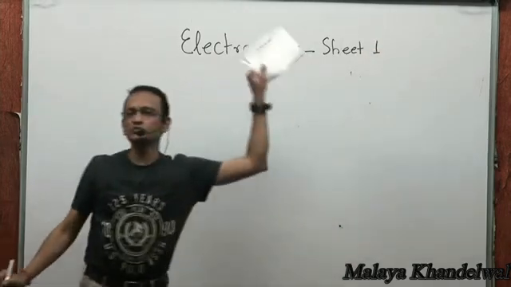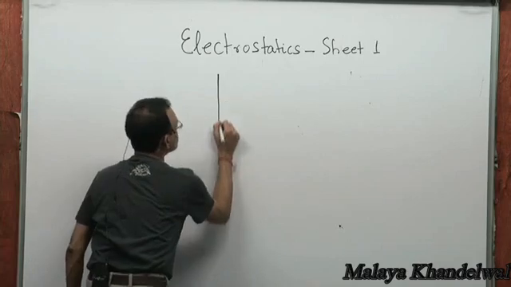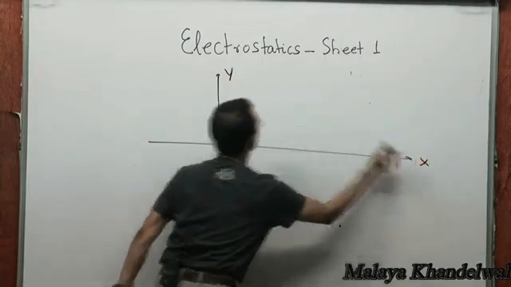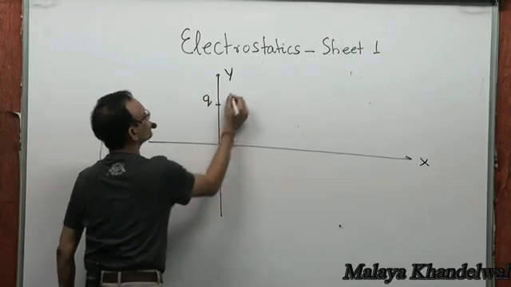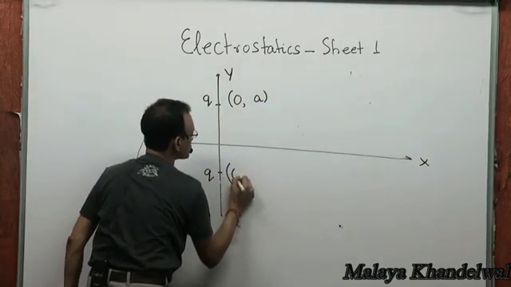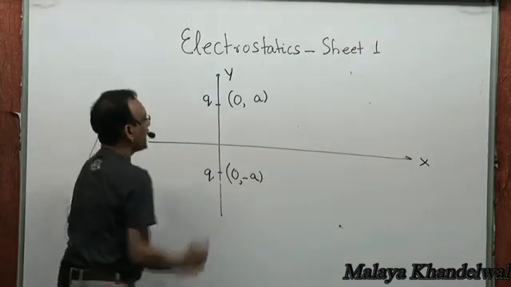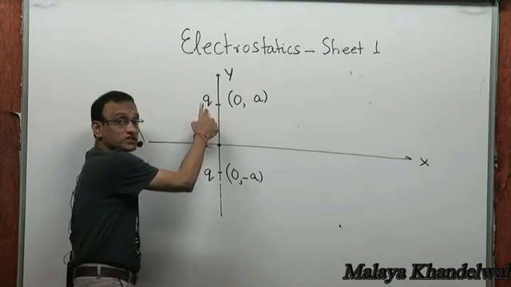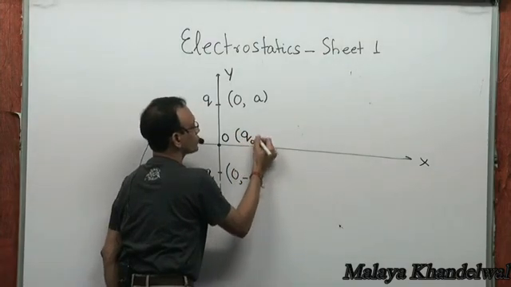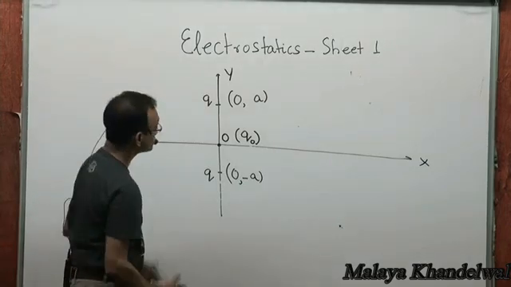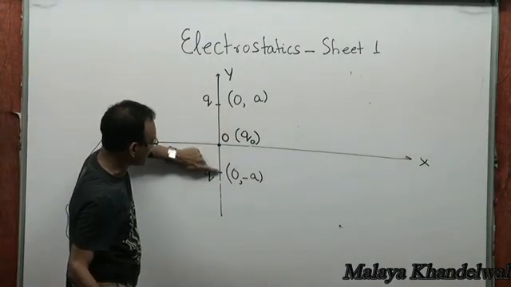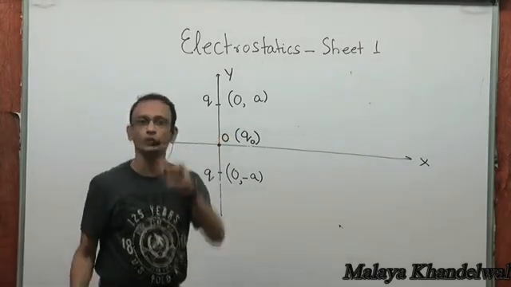Now, the first problem of the sheet is about two fixed charges placed on the y-axis: a charge q placed at (0, a), another identical positive charge q placed at (0, -a), and a third positive charge which is moving. This is a fixed positive charge, this is a fixed positive charge. But at the origin, we have a charge q naught which could move. Initially, when it's at the origin, the electrostatic repulsion between this q and this q naught is balanced by the electrostatic repulsion between this q and this q naught, and therefore it is in equilibrium.